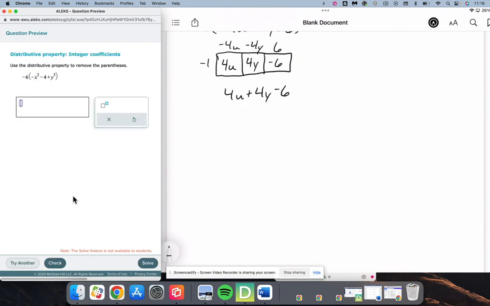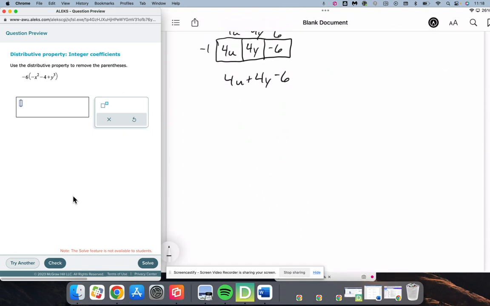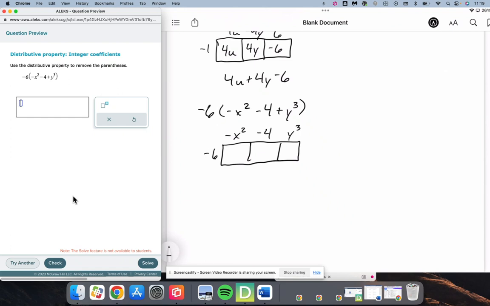All right. Next, we have something a little bit different. We have a -6 out front this time, times -x squared minus 4 plus y to the power of 3. So same thing, area model, -6. We have a -x squared, -4, and a y to the power of 3.